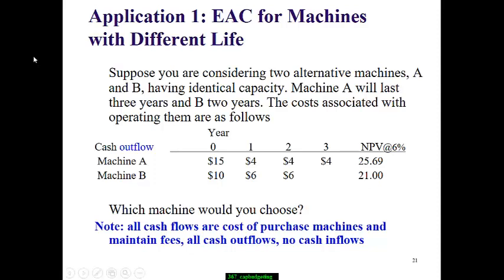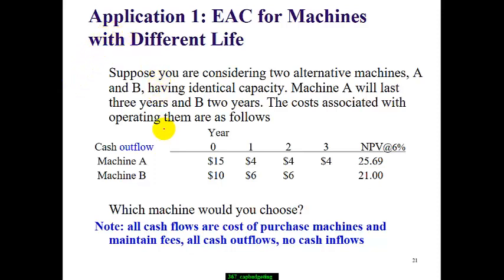We're going to talk about a few applications in capital budgeting. One of the applications is that oftentimes we need to select machines. A machine has a life. They do not last forever. Just like a car, after a few years the car gets really old, and you want to decide to get a new one.